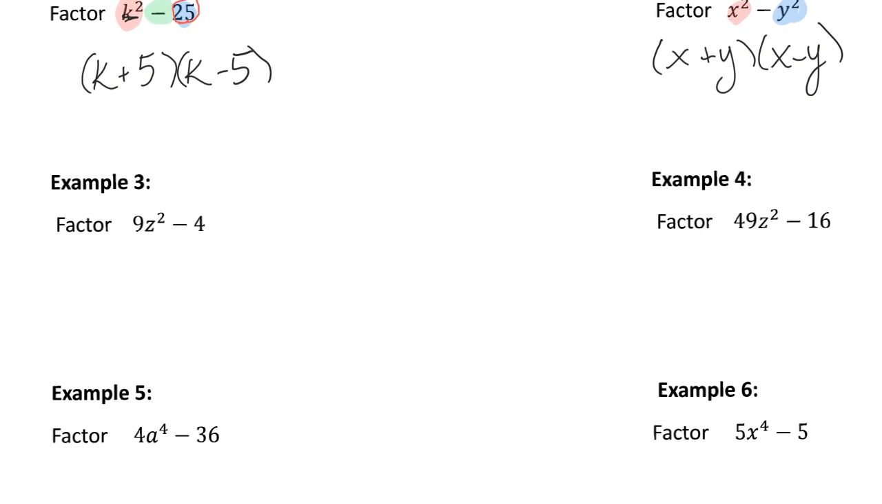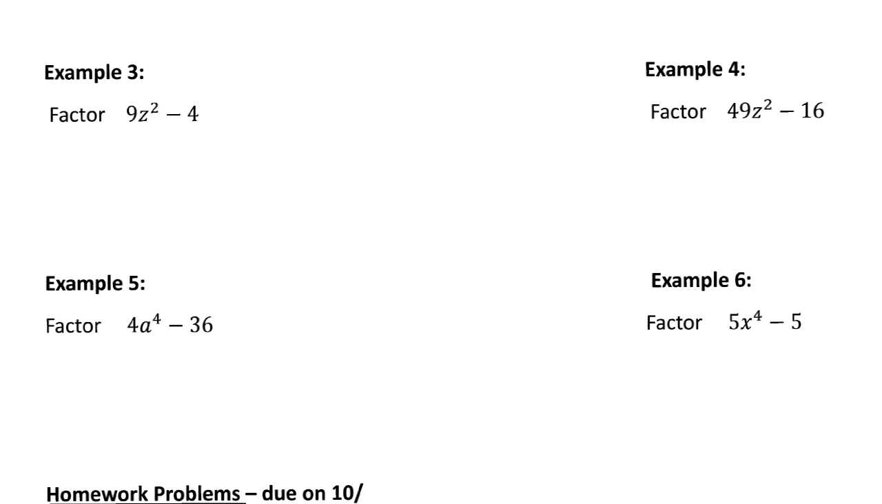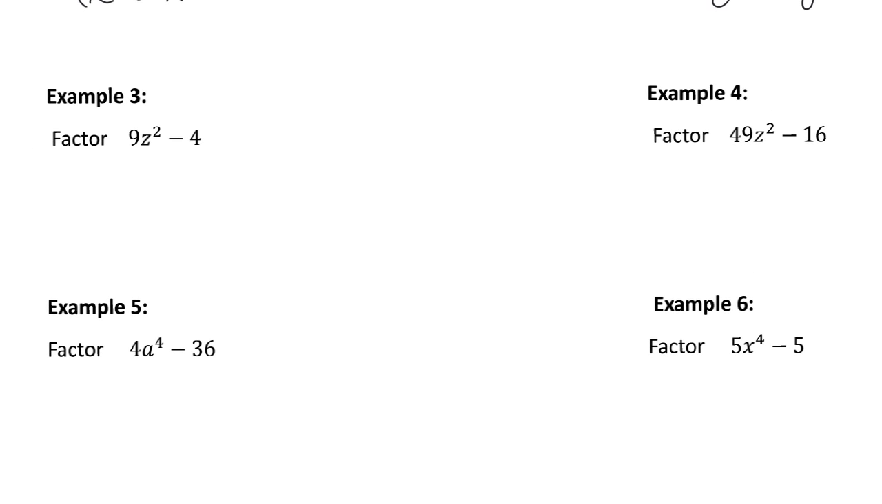Okay, so let's look at example number 3. I want to find what A is. So this is 9z squared. I want to find the square root of both of those. So I know the square root of 9 is 3, and the square root of z squared is z. So now my A is actually 3z.